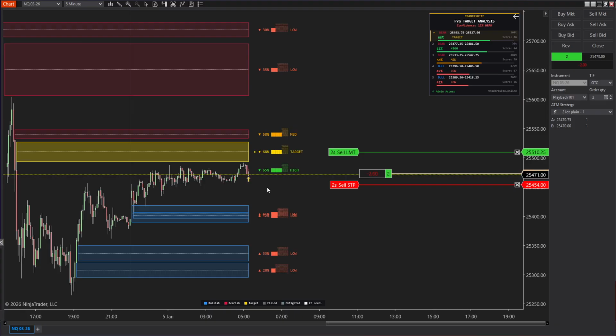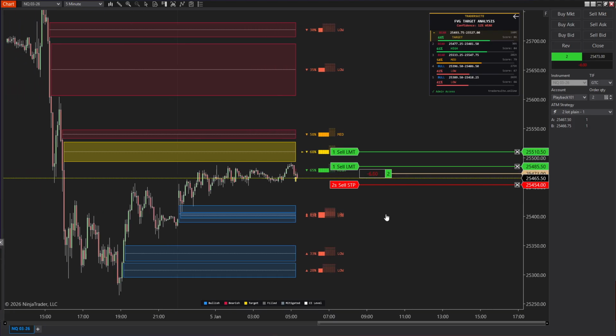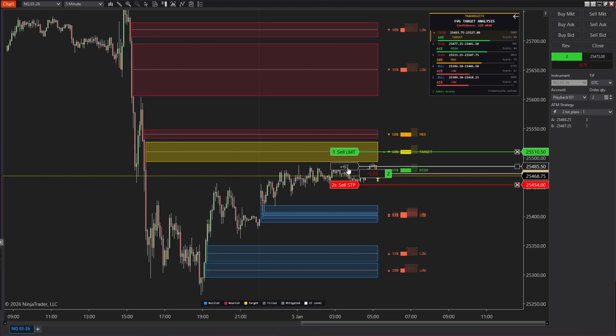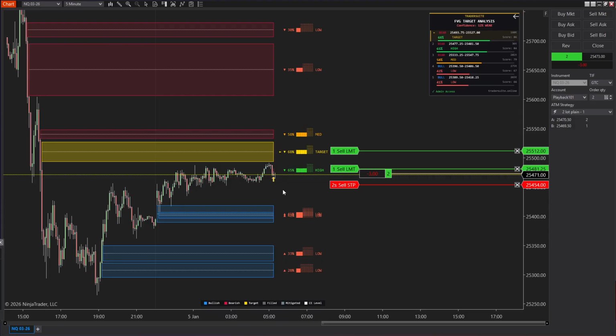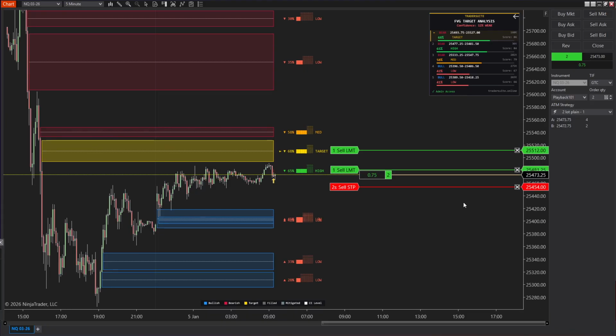And check this out, see that gold arrow on the current bar? That's pointing in the direction of the primary target. If the target is above price, you get an arrow pointing up. Below price, arrow points down. Instant directional bias. Now let's talk about the real power of this indicator, the FVG Target Analysis panel.